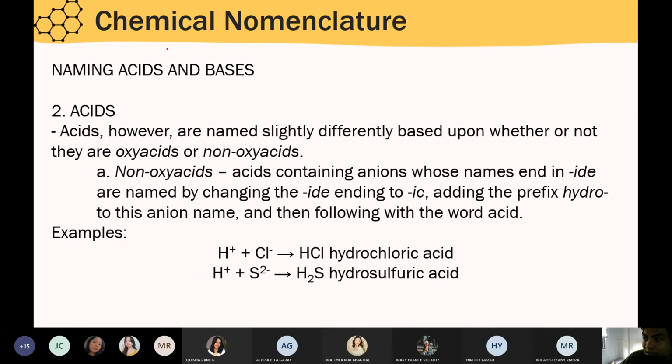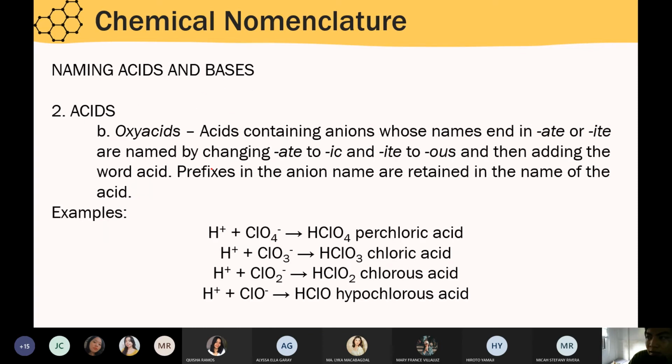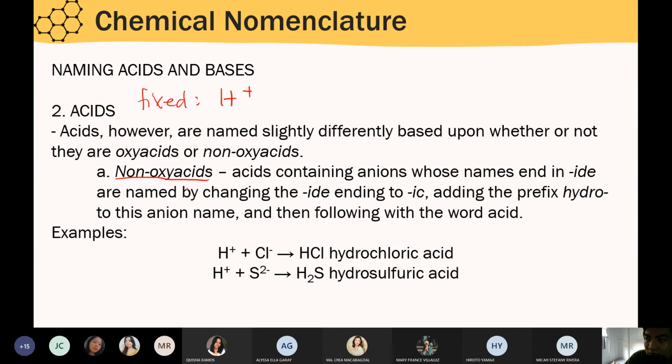For acids, the fixed ion here is the H plus. So that means the cation here will always be hydrogen. There are two ways in naming acids. There is a name for non-oxy acids and there's a name for oxy acids. For non-oxy acids, there's a bit more to do. What you have to do to name your non-oxy acids is to change the ide to ic, add the prefix hydro, then follow it with the word acid. So I'll give you an example.